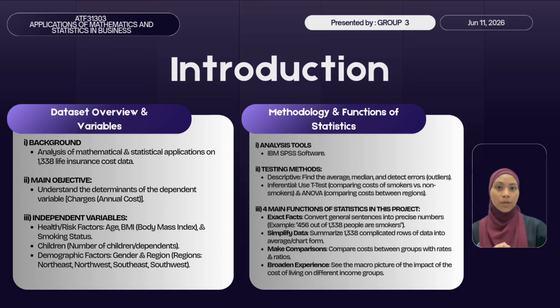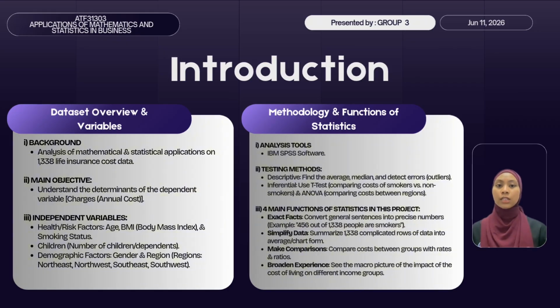Next, how we analyze this large dataset. We use IBM SPSS software. We run descriptive statistics to look at the basic feature of the data such as the mean, median and detect any outliers. After that, we move on to inferential statistics to test hypotheses. Here, we use t-test to compare costs between smokers and non-smokers, while ANOVA tests are used to see cost differences by region.